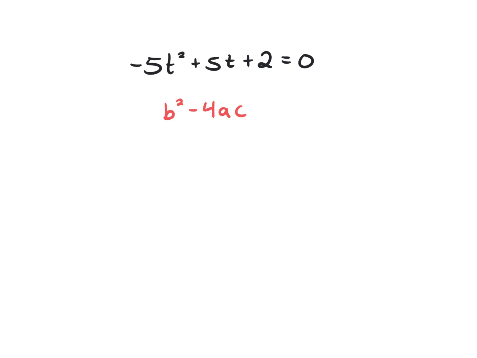So what can I plug in for b? 5. Yep, 5 is our b value. So we have 5 squared minus 4 times negative 5 times 2. Okay, what's 5 squared? 25. What do I do with these three? Multiply. What's negative 4 times negative 5? 20. Times 2? 40. So we get plus 40. What's 25 plus 40? 65. So that's my discriminant value.